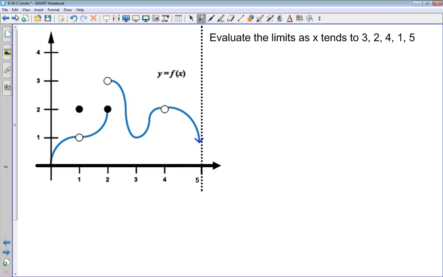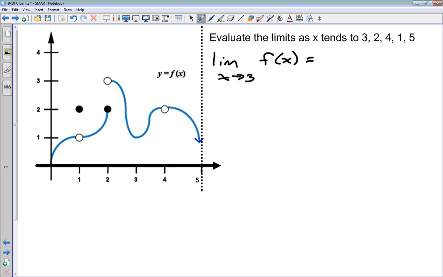So our final question. We've got one complicated graph here. We want to evaluate the limits for this function. The function is just shown graphically as x tends to the values of 3, 2, 4, 1, and 5. And I'm sure there's a reason why I did them in this particular order. I guess we're going to find it out. Okay, the limit as x tends to 3 of our function.